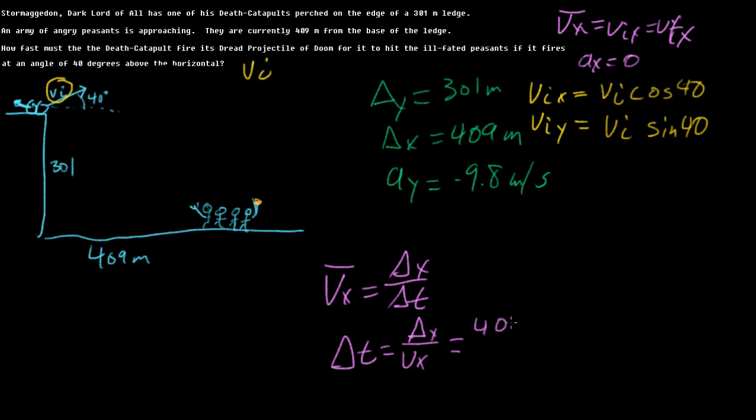We know delta x. Delta x is 409 meters. And Vx is Vi cosine of 40, so we're going to call this a known. We know delta t now: 409 divided by Vi cosine of 40.